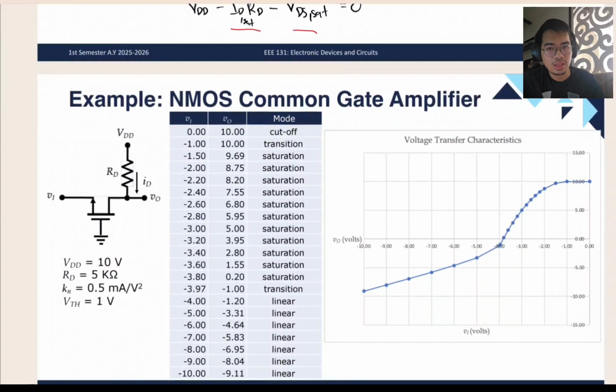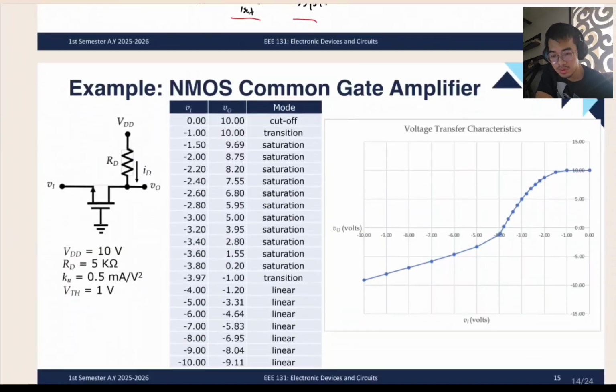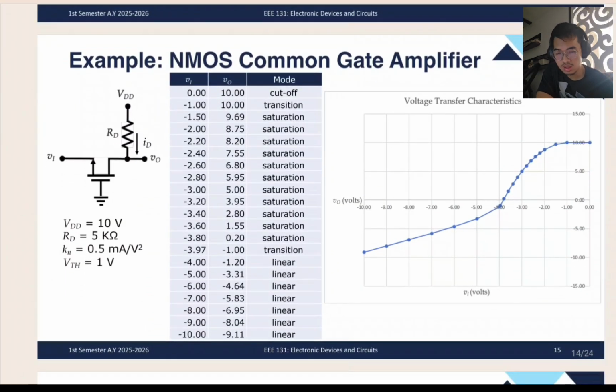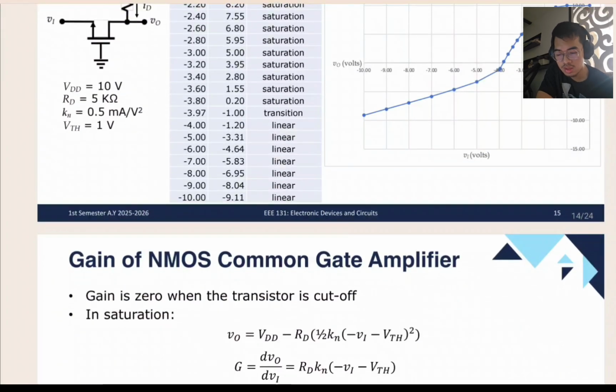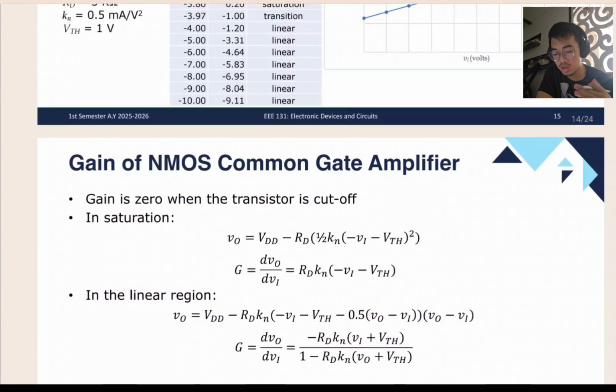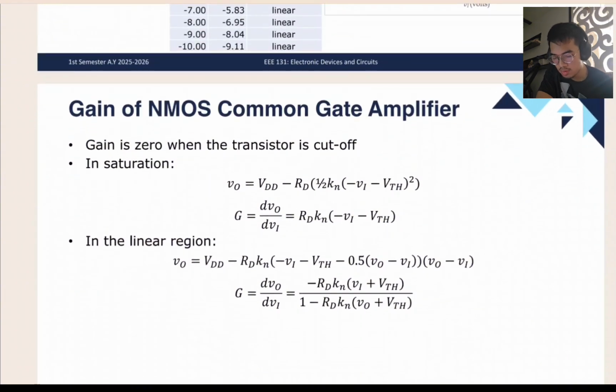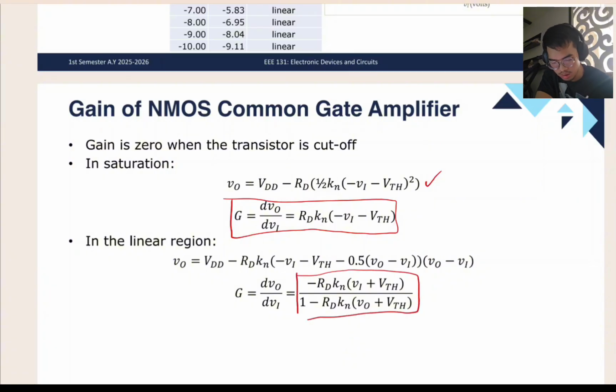So this is a review for your exam. If we try to plot the voltage transfer characteristic of this, this is what we're going to get. At 0, it's cut off. Then we transition to saturation, and lastly the transition from saturation to linear. If we take the derivative of the voltage expression that we got, this is going to be the expression. Similarly, this is going to be the expression for the linear region.